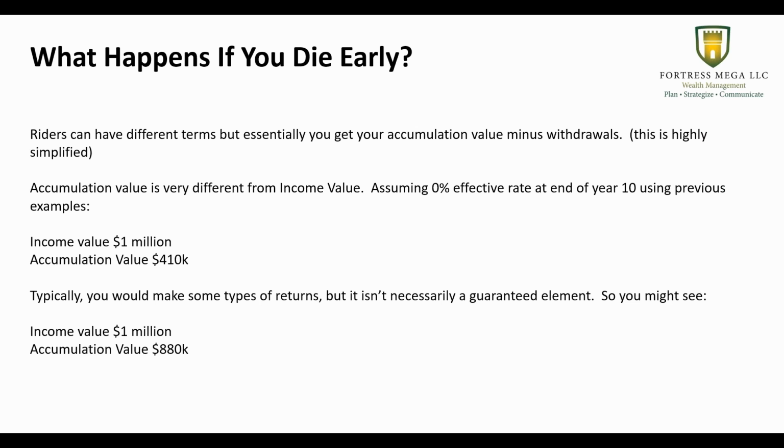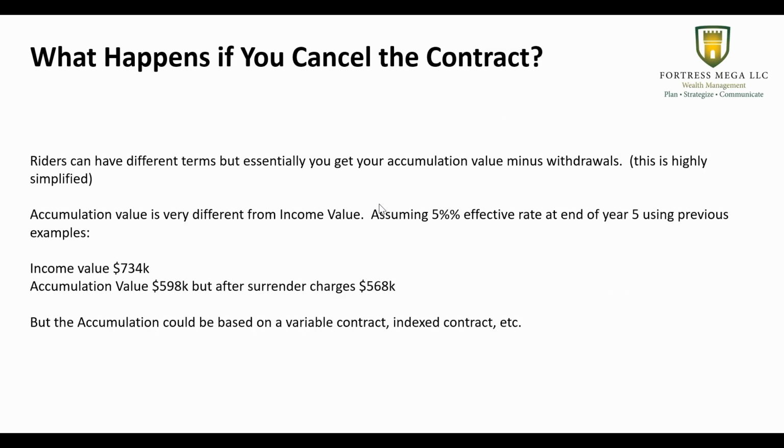So if it's a variable contract, it'd be based upon market rates of return minus expenses, which are kind of high, minus withdrawals. If it's a fixed or fixed index contract, same exact concept: whatever it grew minus withdrawals. So you do actually have a death benefit, which is good, but it is different from your income value. On the screen here, I have income value at 1 million versus different accumulation values, just to show that you might get slightly different amounts depending upon how the contract is done. But there also is a death benefit, so there is typically something there if you die early.